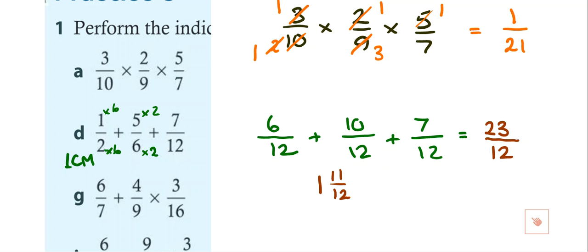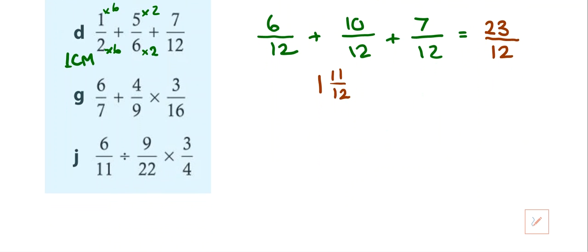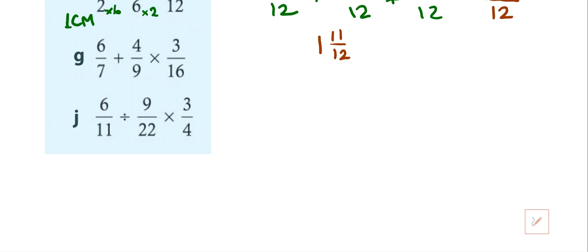Alright? Okay, so those two are relatively simple and easy. But let's have a look at G. So what's different about G? It's not a division, it's an add. It looks like division, but it is an addition and a multiplication. Okay, this one's division. They look very similar on the board.